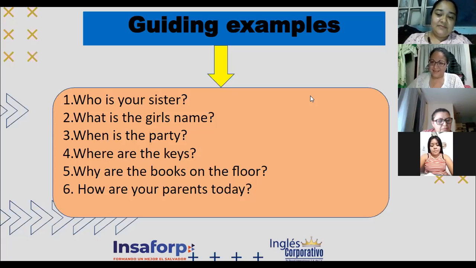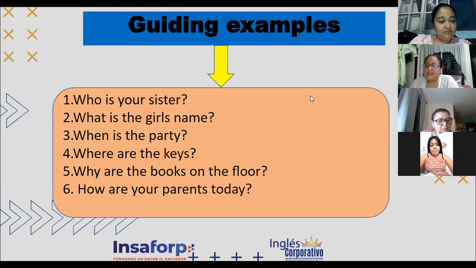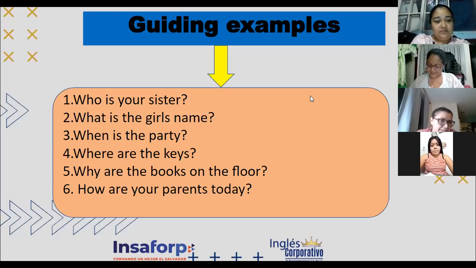Esa es la pregunta a Ana Girón, por favor. Ana Girón, who is your favorite singer? Cantante, ¿cómo se dice? Who is your favorite singer? Singers, perdón, me olvidé. Ana Girón. My favorite singer is Alejandro Sanz. Oh, I love you.